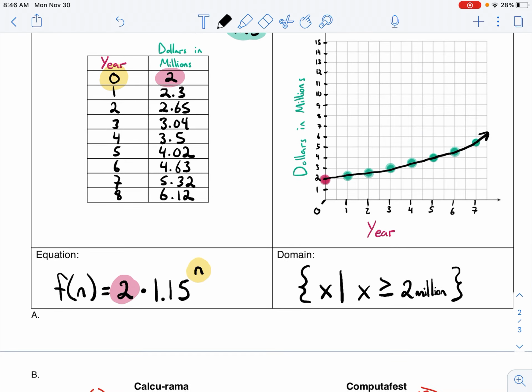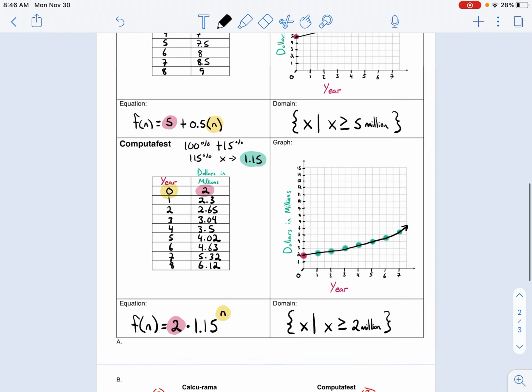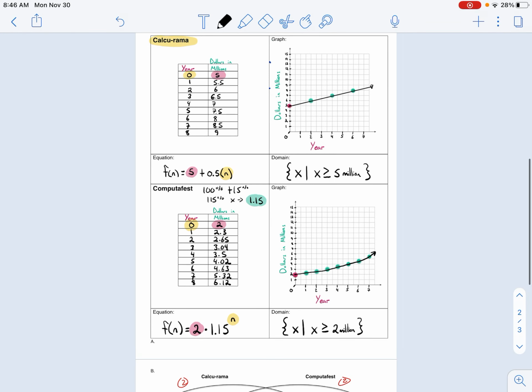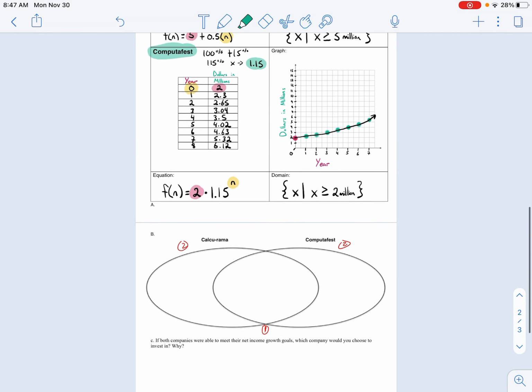And there we go. So we have calculated both Calcurama and Computafest. And then we're going to continue on with the comparisons between those two.